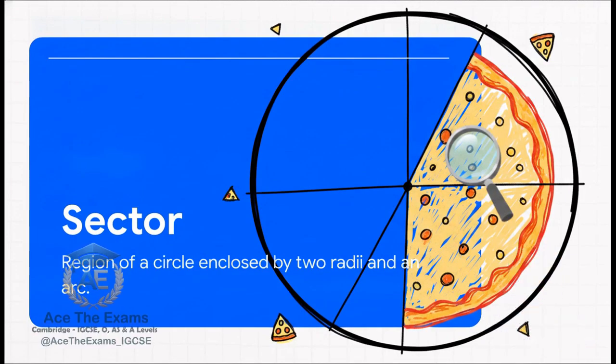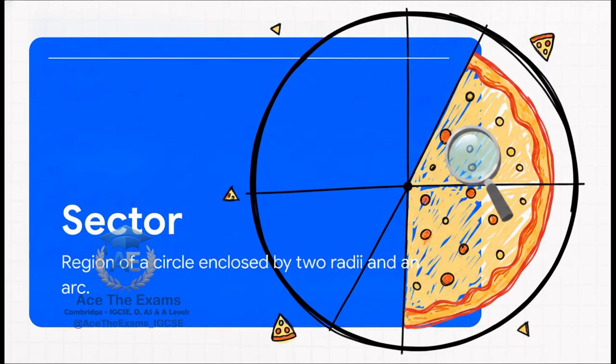Next up is a sector. A sector is the region of a circle enclosed by two radii and an arc. Now the distinction here is absolutely crucial. While the arc is just that outer crust, the sector is the entire two-dimensional space inside that slice. It's the cheese, the sauce, and everything in between the center point and the edge.